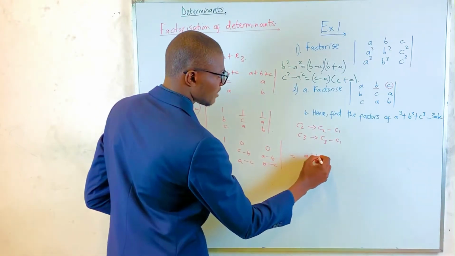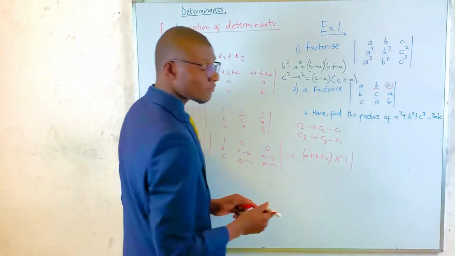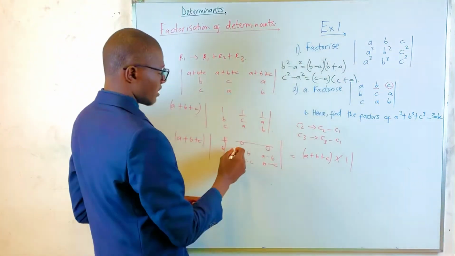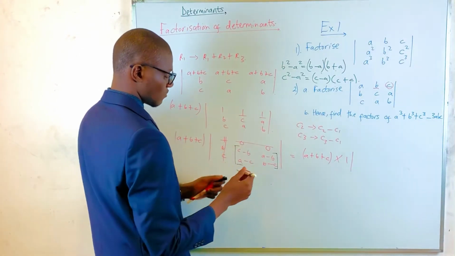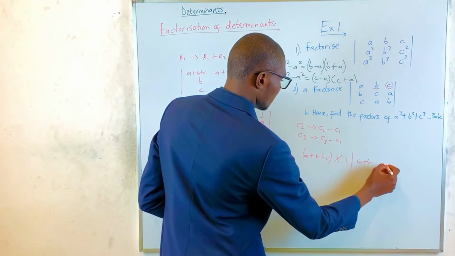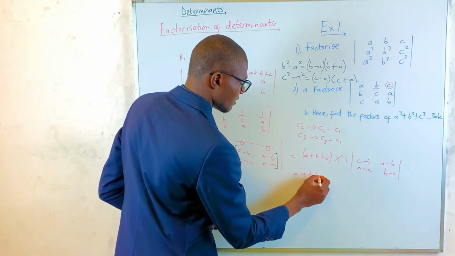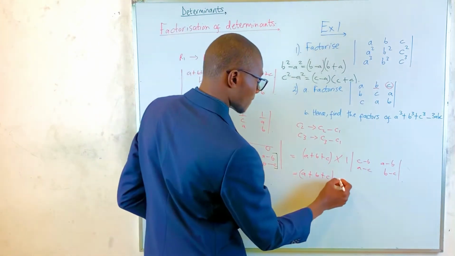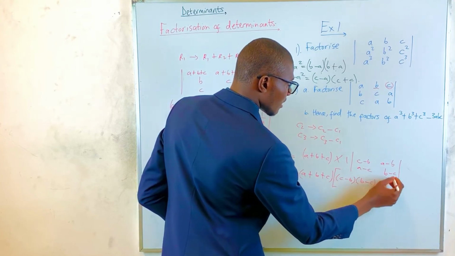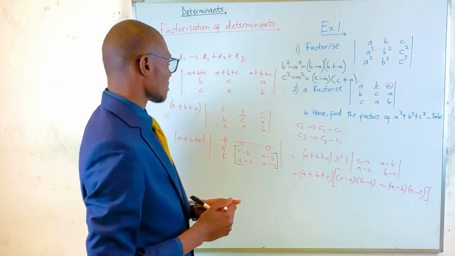Now we say A plus B plus C times 1 multiplied by the determinant of what is remaining, after we cancel the first row and column. The determinant for that will be C minus B times B minus C, minus A minus B times A minus C, with the entries A minus C and B minus C. So we have A plus B plus C multiplied by, in square brackets, C minus B times B minus C minus A minus B times A minus C. Like that.